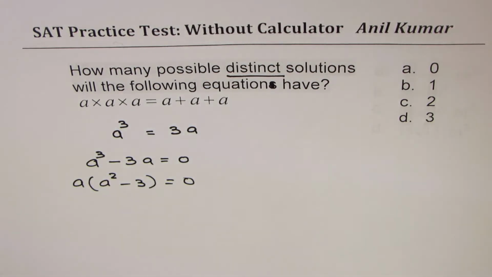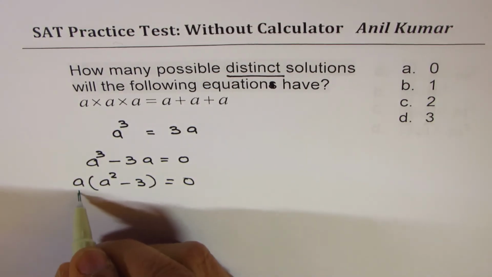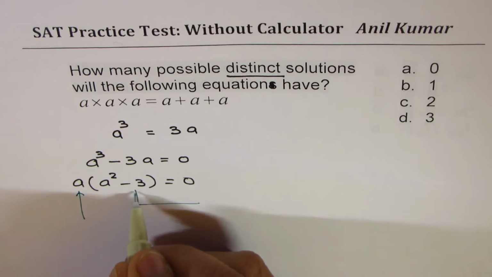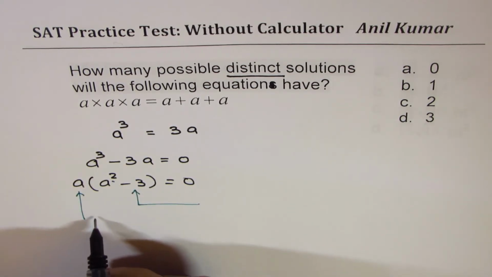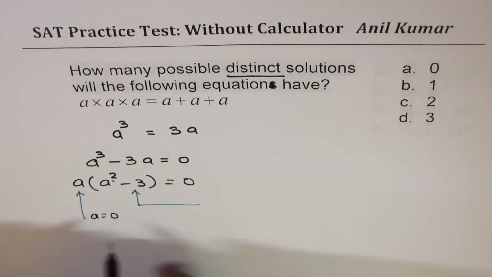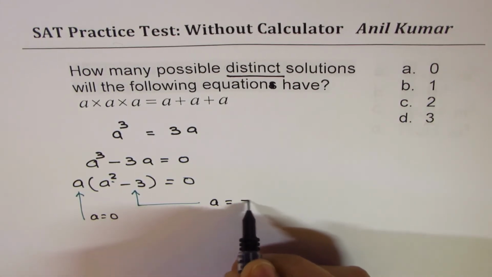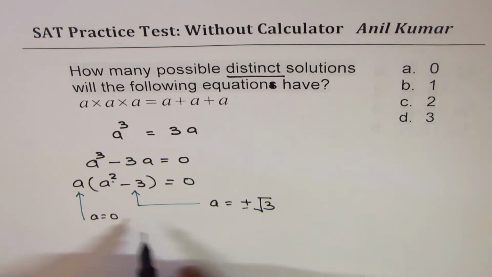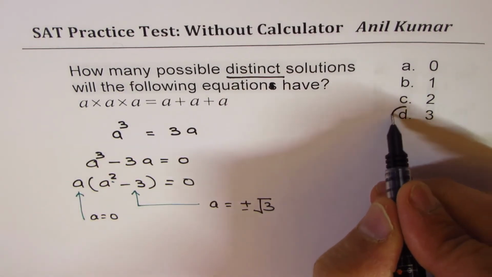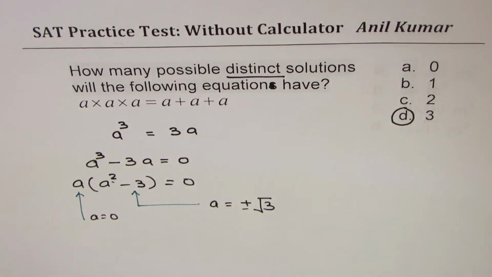Now this factor will give you one solution and this factor will give you two solutions because of the square here. So we get a equals 0 as one solution, and here we get a equals plus minus square root of 3. So how many solutions are there? There are 3 solutions. So the option D is the correct option. Perfect. So that is how you are going to solve such questions. I hope it makes sense.